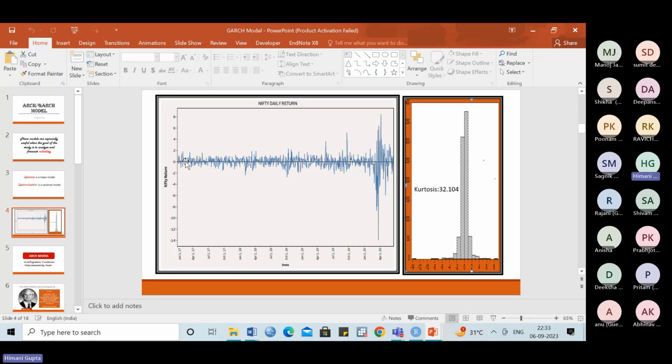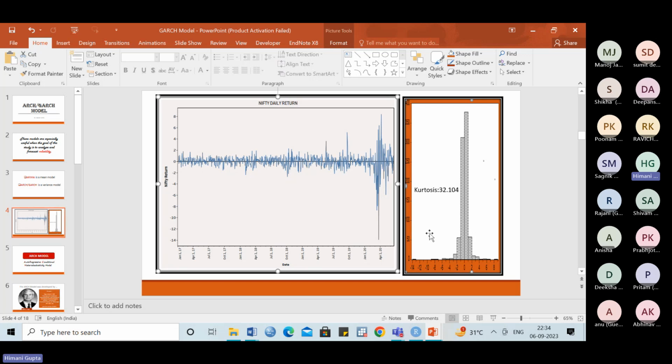If small changes are followed by small changes, here the large changes are followed by large changes. Here also large changes are followed by large changes, and over here also. If more fluctuations are there, they will be followed by more fluctuations, and less by less. And if this is a fluctuation, its previous day also has more fluctuations. So that means volatility clustering is there.